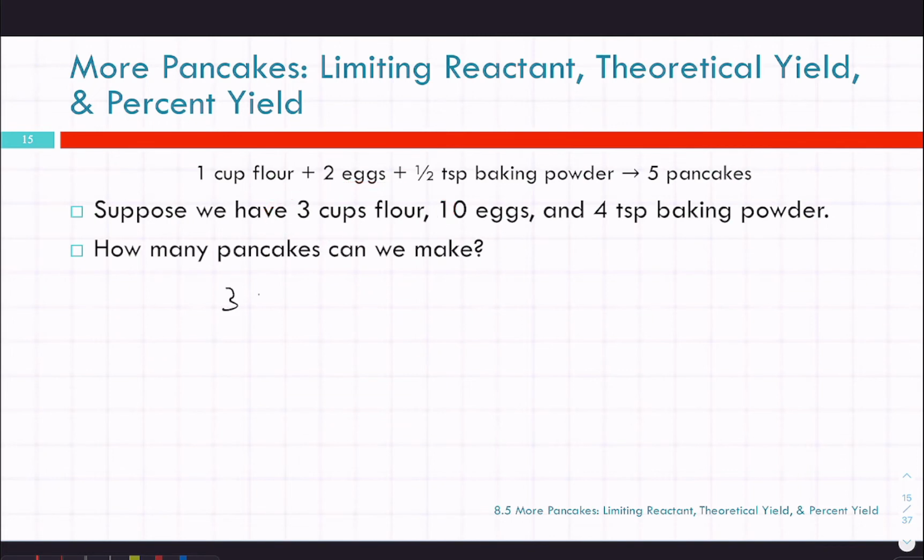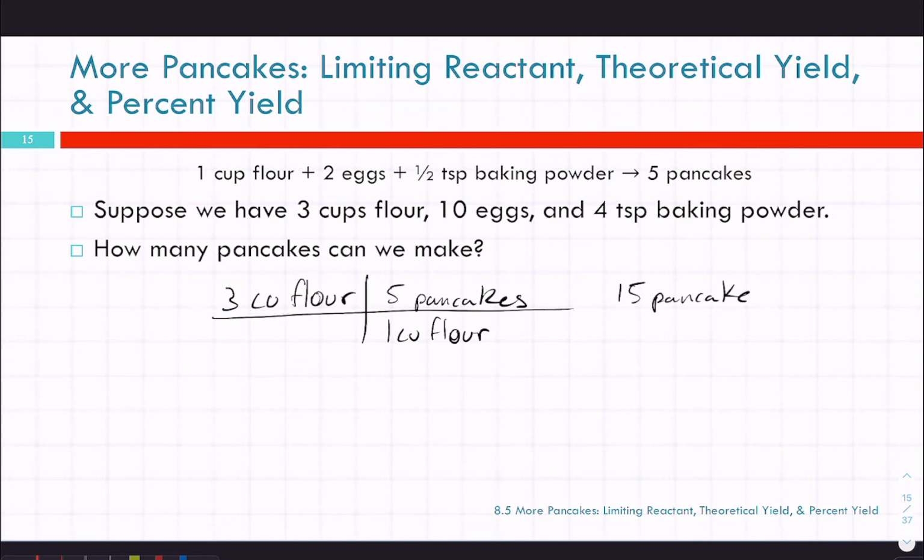So with just 3 cups of flour, our ratio for flour to pancakes is 1 cup of flour for 5 pancakes. So that'll give us 15 pancakes. Based on that amount of flour, we can make 15 pancakes.